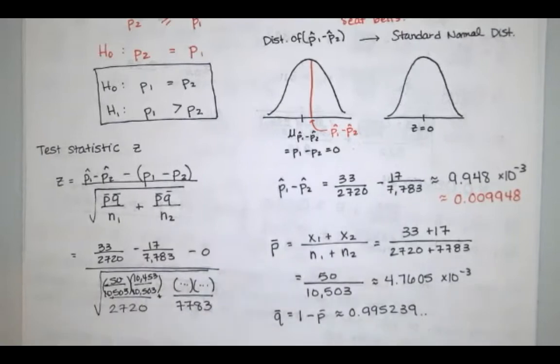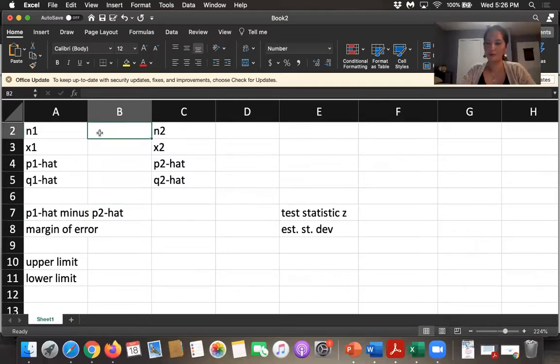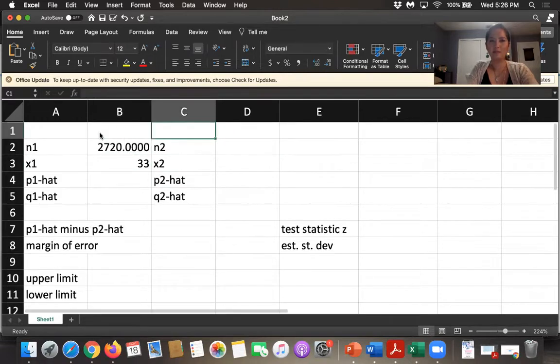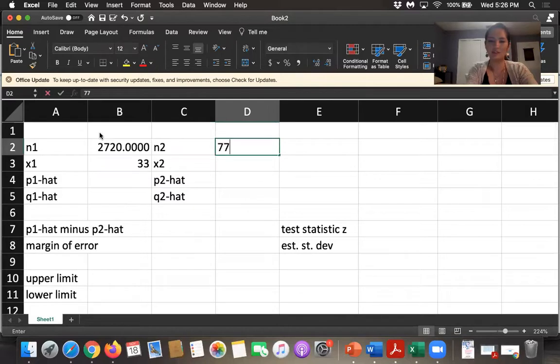Now, I could try to type all of that in my calculator, and I have done that many times, but I don't think it's necessary when you have technology at home that will allow you to do this. So I'm going to show you how to do this in Excel now. Okay, so I'm just going to enter my data. For my first sample, I had 2,720. Those were the people without seatbelts. 33 died. For the second sample, I had 7,783 people that wore seatbelts. Only 17 of those died.